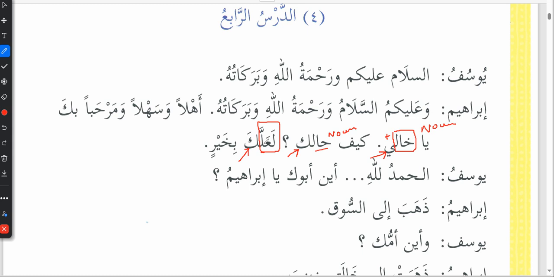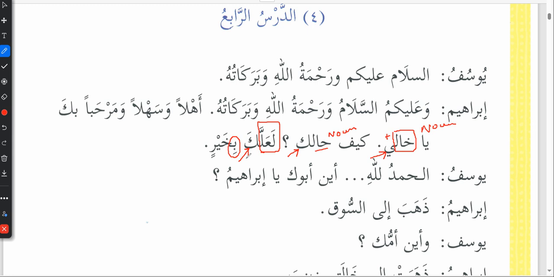So there is an extra ba. This is called ba zaida. It doesn't have any work, but it comes with the khabar of la'alla or khabar of laysa. So there you can find this ba zaida: bi khairin. That means I hope you are good.